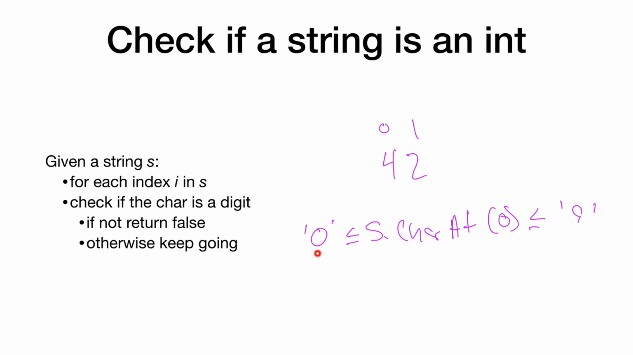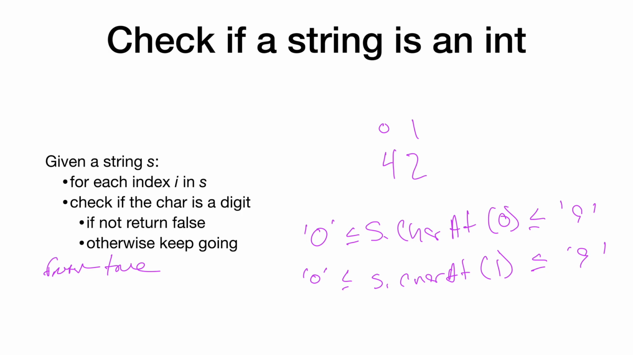And we say, is it between 0 and 9? Well, if it's not, then we're going to return false. If it wasn't, then it's not a number. Otherwise, we're going to keep going, and we're going to check the next one. We're going to say, is 0 less than or equal to s.charAt(1), less than or equal to 9? It is. So if we get to the end of the string, I forgot to put it here, but then there's a return true.